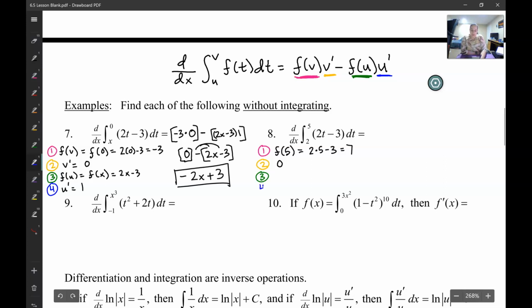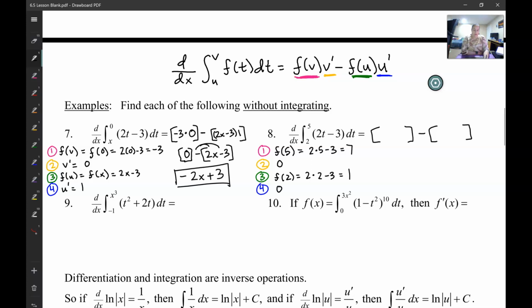Then I have my other 2 pieces where I'm going to plug the lower limit in. So f of 2. So 2 times 2 minus 3, which is going to be 1. And then the derivative of the lower limit, well, the derivative of 2 is just 0. And now we multiply and subtract them. So f of 5 times the derivative of the upper limit minus f of 2 times the derivative of the lower limit, which is going to be 0 minus 0, which is 0.